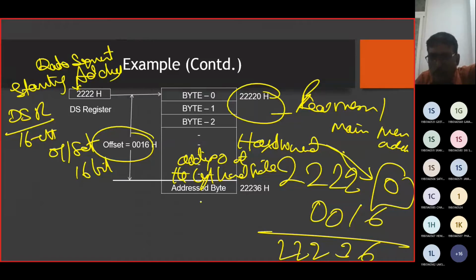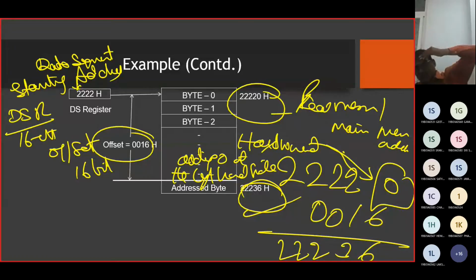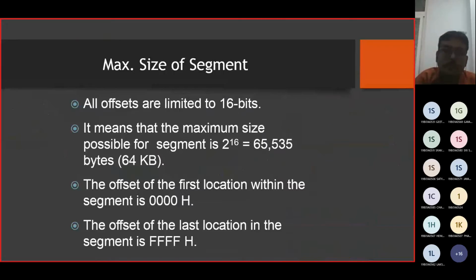So the answer is 22236. In this way, memory organization was organized.